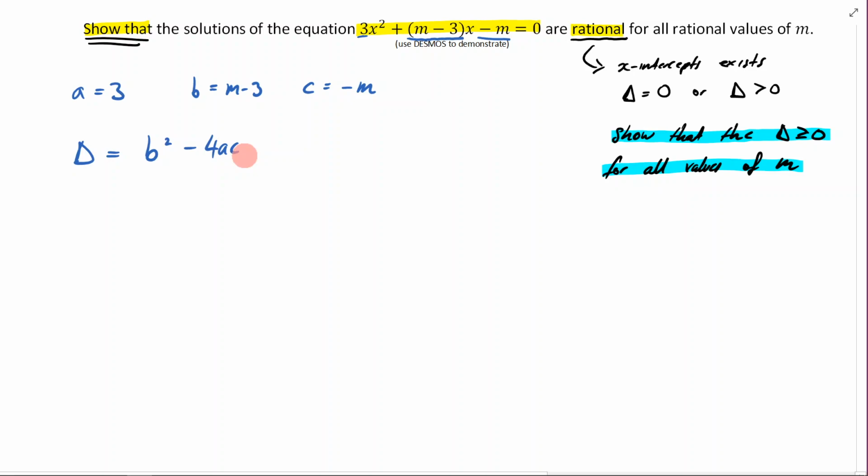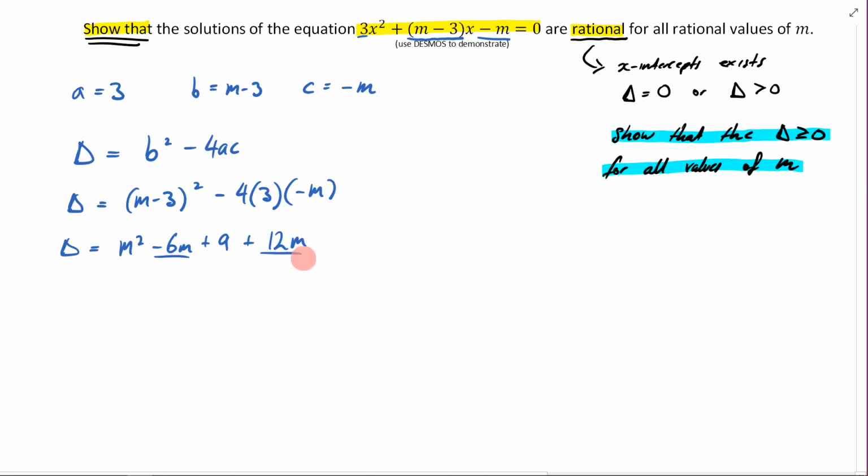Then we keep on going here. I'm now going to sub in my values. So my discriminant is equal to b squared, that's going to be m minus 3 squared, minus 4 times 3, then I put a minus m in there. Then I need to expand this out. Remember, you square the first term. You multiply these together, then times it by 2, so that's negative 6m. Then you square the last term, so negative 3 squared is 9. Then we keep on going here. Negative 4 times 3 is negative 12, times negative m is going to be plus 12m. Then I have this and this, they are like terms. So that means my discriminant is going to be m squared plus 6m plus 9.